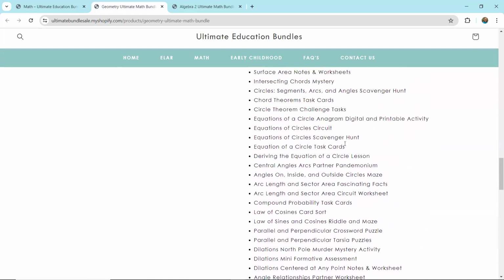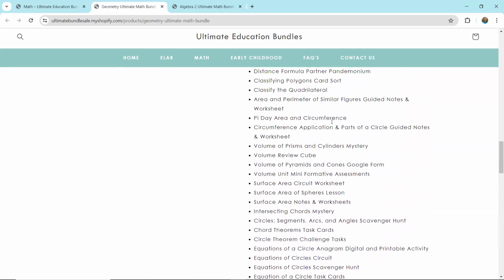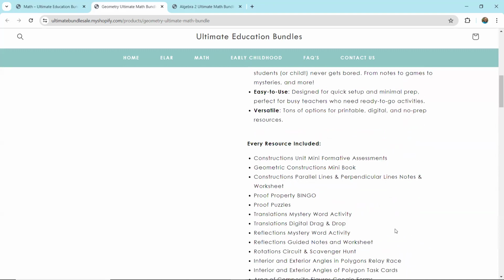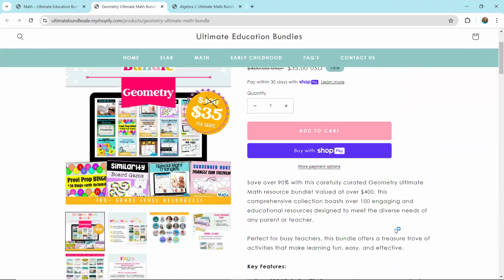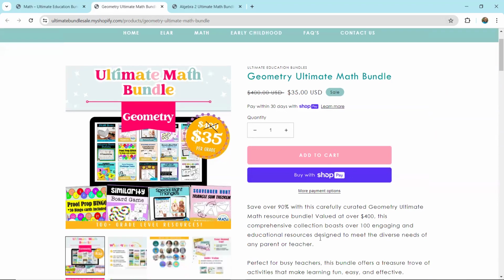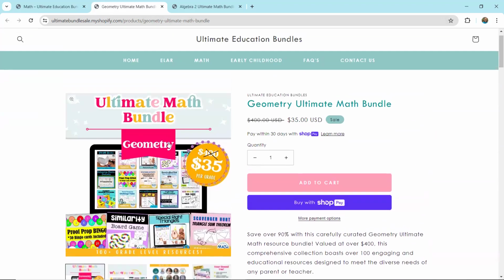A riddle and a maze. Fascinating facts. A circuit worksheet. I love doing those with students, getting them up and out of their seats and busy. A scavenger hunt. Very similar activity. I love that there's just tons of things to do. So that's geometry. Gives you a nice little overview. It's crazy that for 100 activities, it's $35.